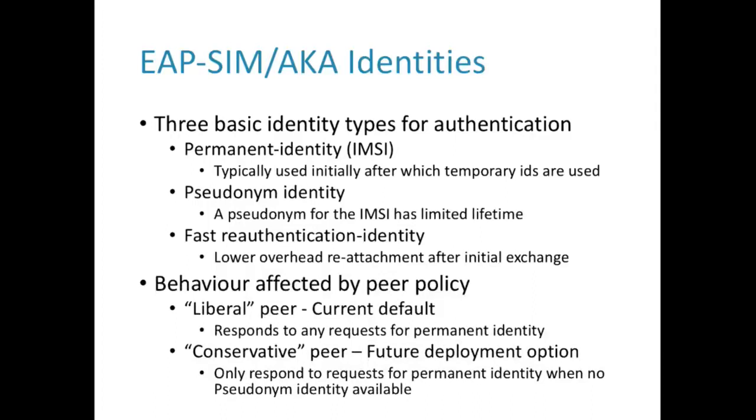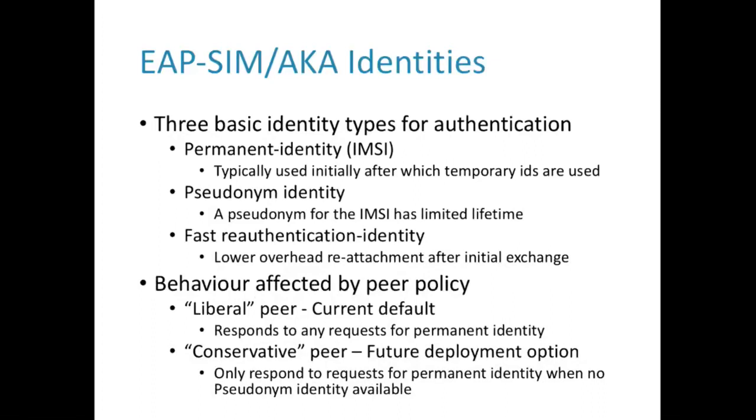And walking down the street, there'll be multiple access points. You don't want to have to be talking to the deep end of the operator-backed systems. So those are the three. And then the actual behavior is affected by what's called the peer policy. The current default is called liberal peer, which basically, in this protocol, you can say, give me your best identifier, and typically, if you've got a fast reauthentication one, you'll send that one.